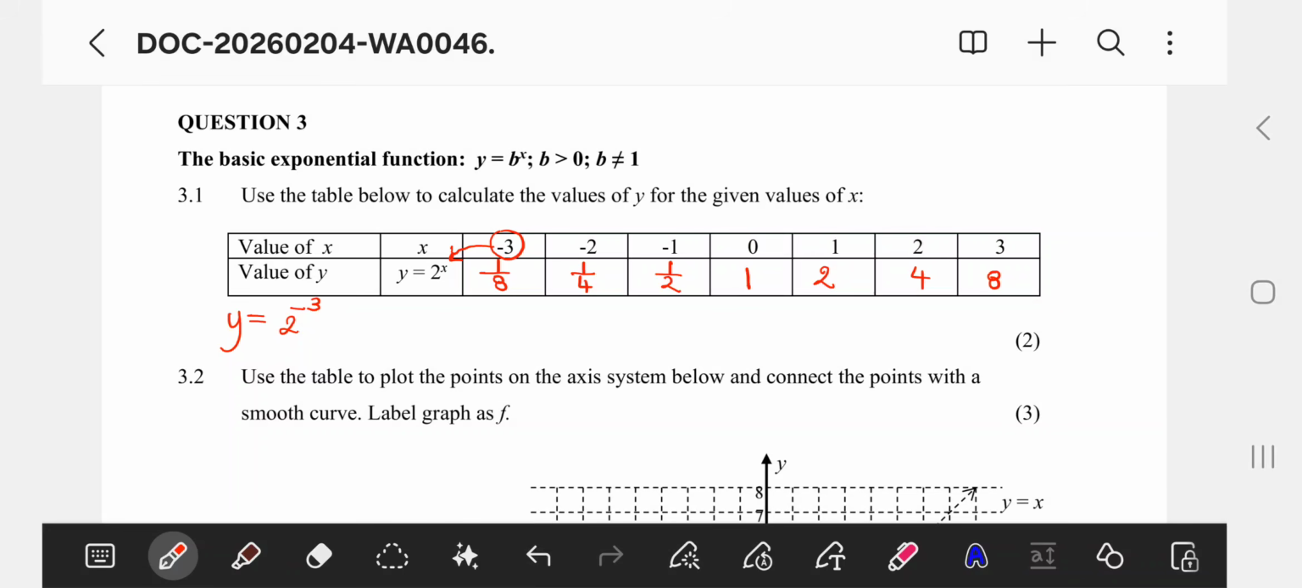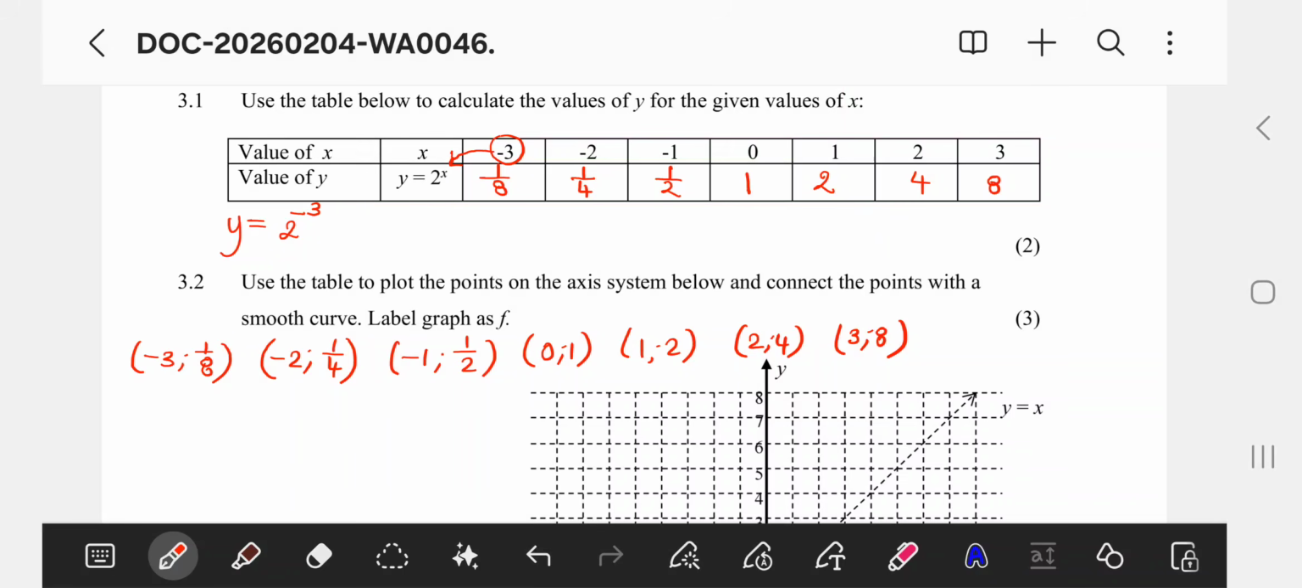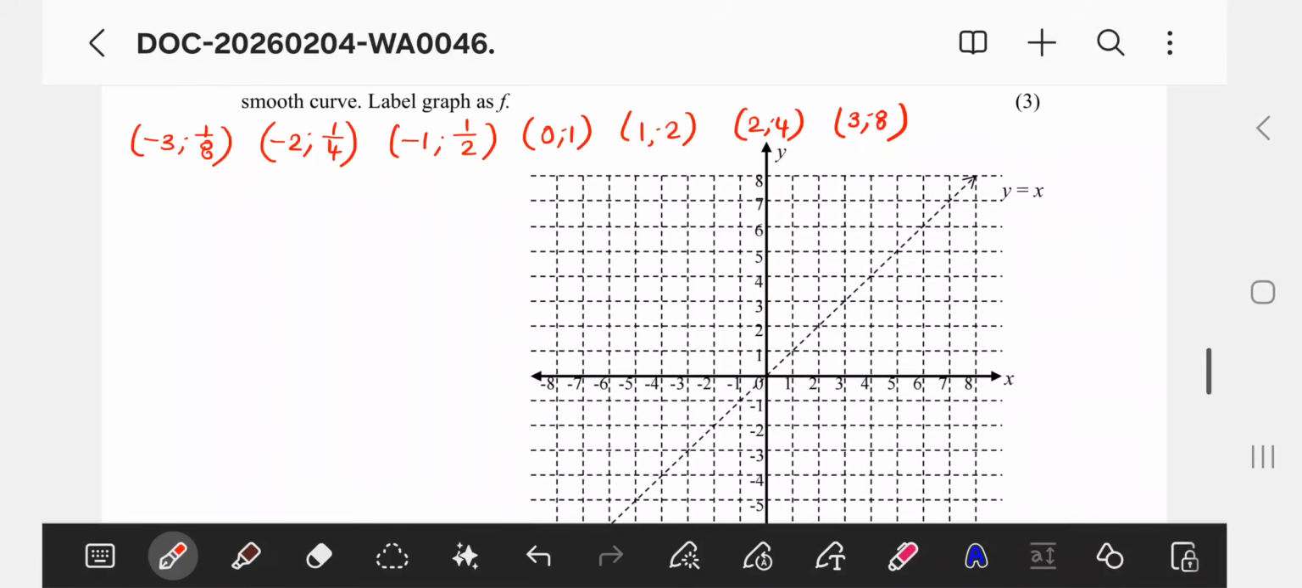So we now have all of our values, our table is full, and if we know anything from the first two questions, we know that the next question here is going to ask us to sketch. So I am just going to write these as a set of coordinates so it's easier for us to see what we have. So those are going to be our points. Now let's plot those. We've got -3 and 1/8.